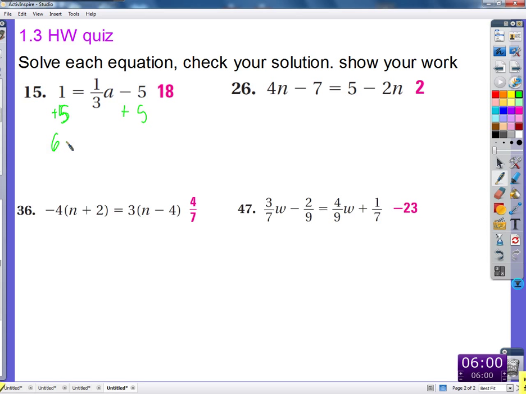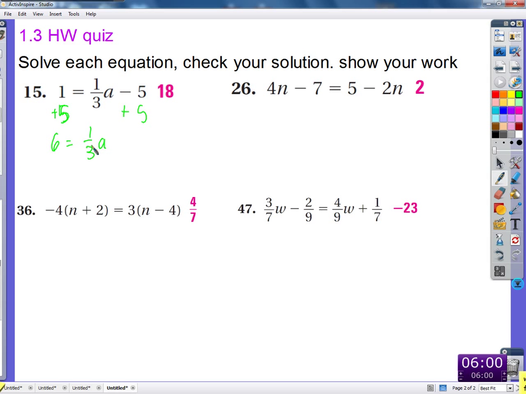It's a good idea to add 5 because the negative 5 and the 5 cancel exactly, and we now have the variable and just a coefficient on this side. 1/3 of A is 6. If 1/3 of A is 6, then we know that A must be 3 times bigger than that.